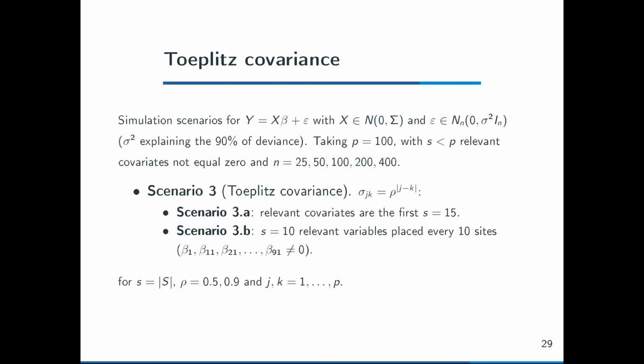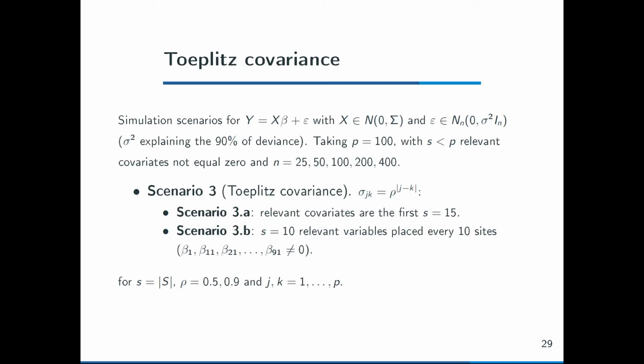Based on the type of dependence, we consider two different scenarios. The scenario 3.a, where the relevant covariates are placed in the first S equal 15 locations. So we expect smart algorithms, in this case, to select the first covariates with high probability, and maybe to interchange some of the last S equal 15 covariates with noisy neighbors, because the correlation is going to be strong, especially for rho equals 0.9.